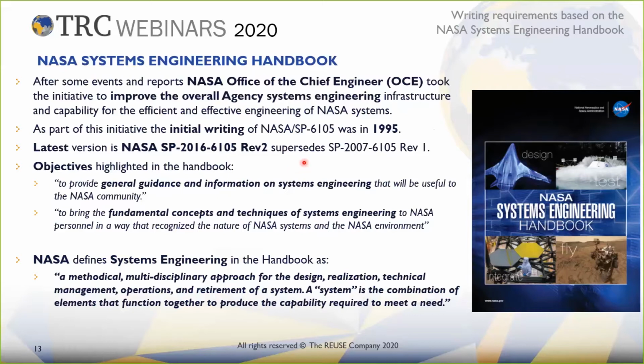The main objective of this handbook is to provide general guidance and information on systems engineering for the agency, and to bring fundamental concepts and techniques of systems engineering to the whole NASA environment. NASA defines systems engineering as a methodological, multidisciplinary approach for the design, realization, technical management, operation, and retirement of a system. A system is a combination of elements that function together to produce the capability required to meet a need.